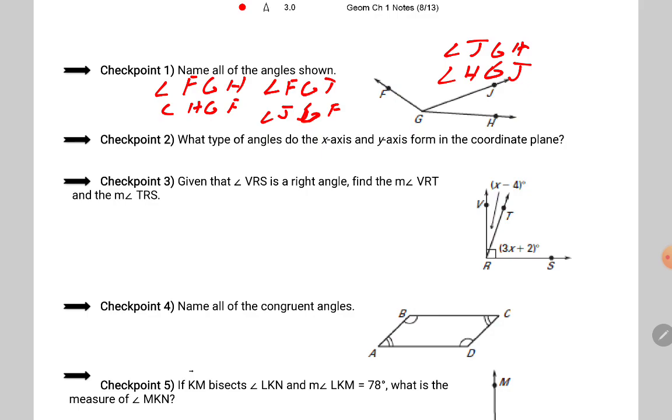What type of angles do the x-axis and y-axis form in the coordinate plane? So we have the x and y-axis. Boom, boom. They actually make 90-degree angles. So here are the angles that they make. Those are right angles.